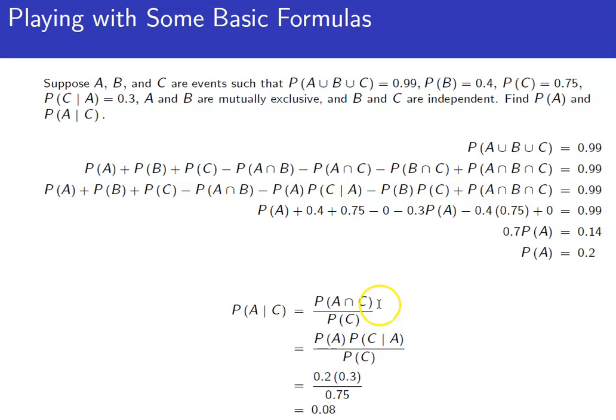Now we also know that the probability of the intersection we can rewrite as the probability of A times the probability of C given A, over the probability of C. And now we can plug in the values since we know all of these three. Probability of A we found was 0.2. Probability of C given A was 0.3, probability of C is 0.75, and simplifying you get 0.08 for the final answer.